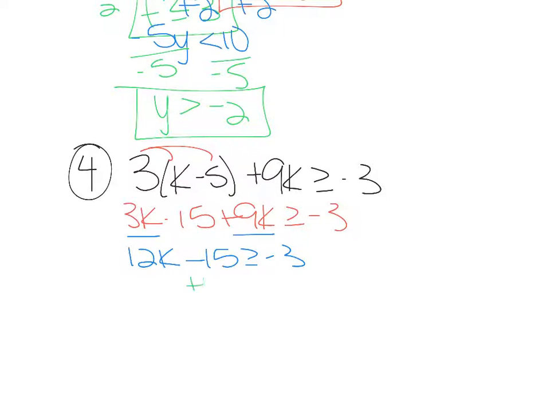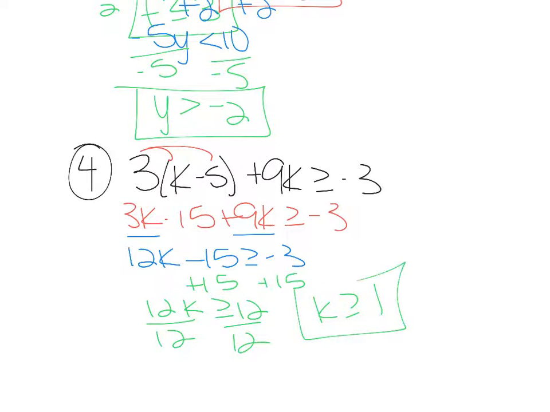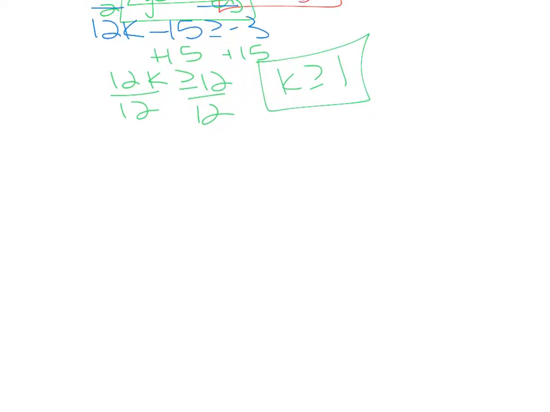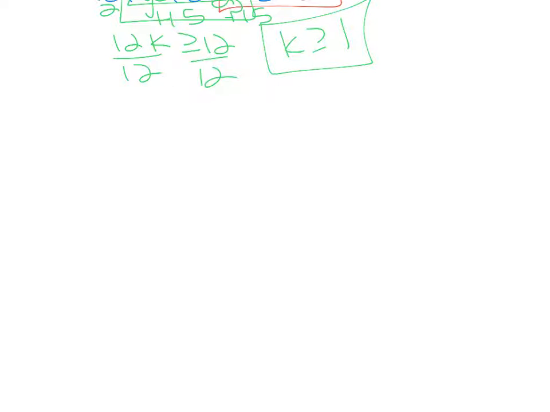I need to get rid of the minus 15, so we're going to add 15 to both sides. I have 12k is greater than or equal to 12. And then finally, divide both sides by 12. We should have k is greater than or equal to 1. Okay, like I said, just pretty much the same thing as solving an equation. Just watch out for those negative numbers, multiplying or dividing both sides by a negative number.